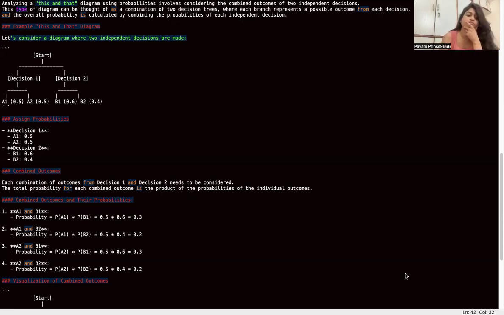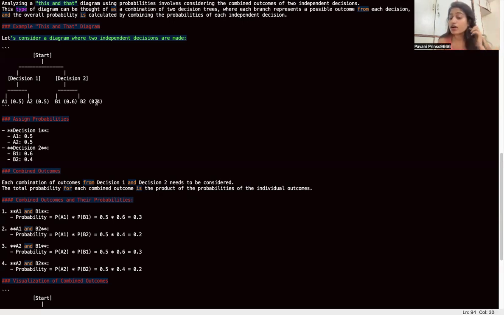Okay, so as you can see, just like this or that diagram, you also have this and that diagram. So what do you have in this or that diagram? Basically you have decisions, probabilities, and also certain outcomes, right? The same way here we have a start and then two decisions, decision 1 and decision 2, and also certain outcomes, something like a1, a2, b1 and b2, and there are probabilities in the parentheses, which are 0.5 and 0.5. One is 0.6 and 0.4.